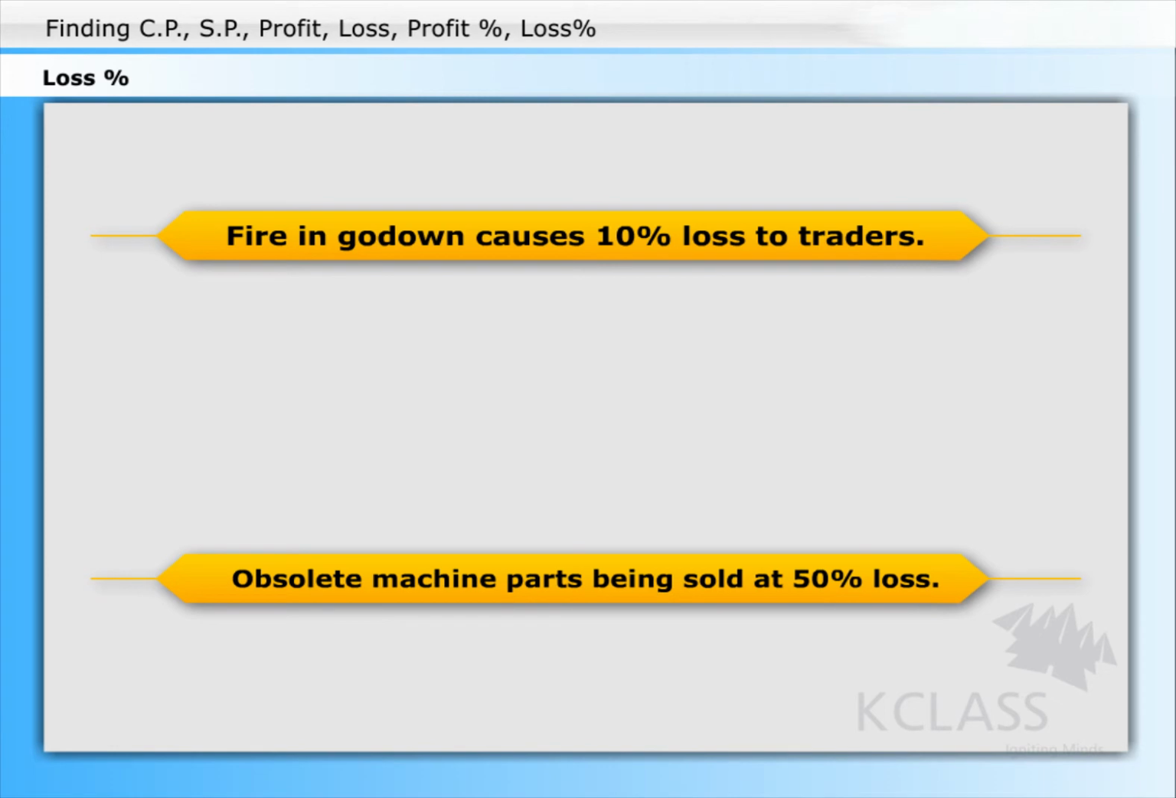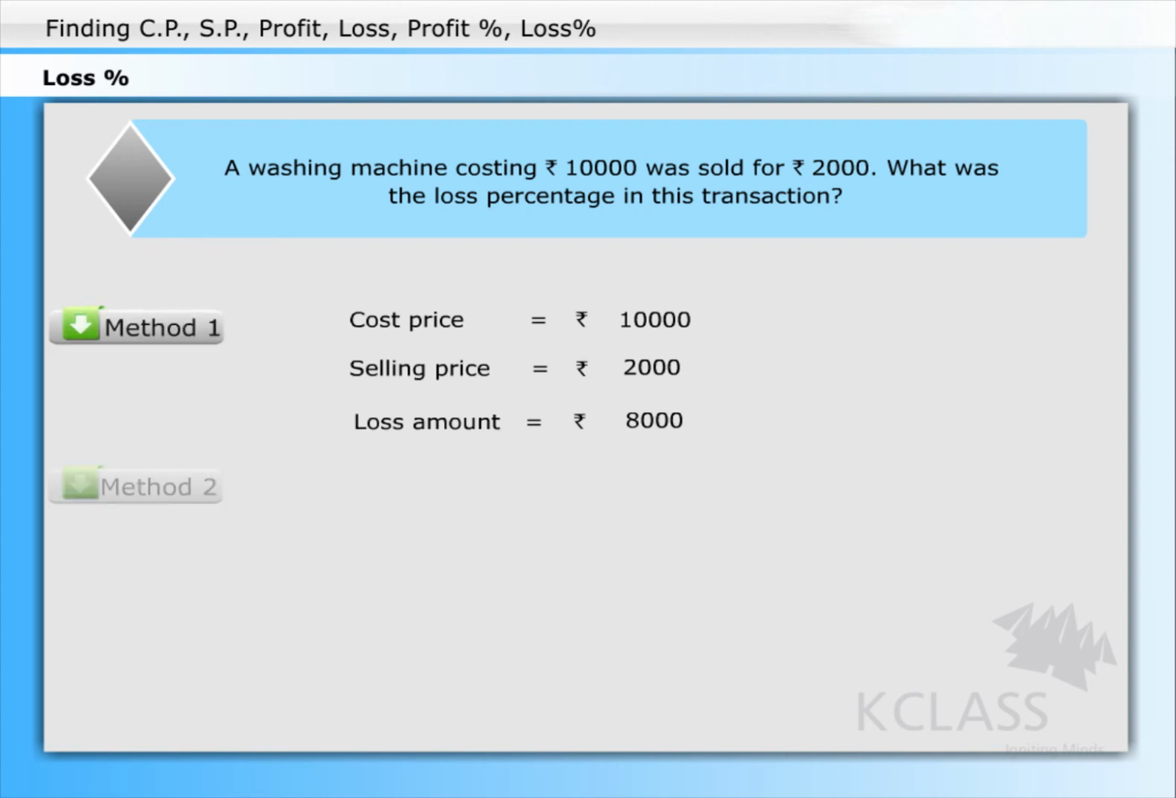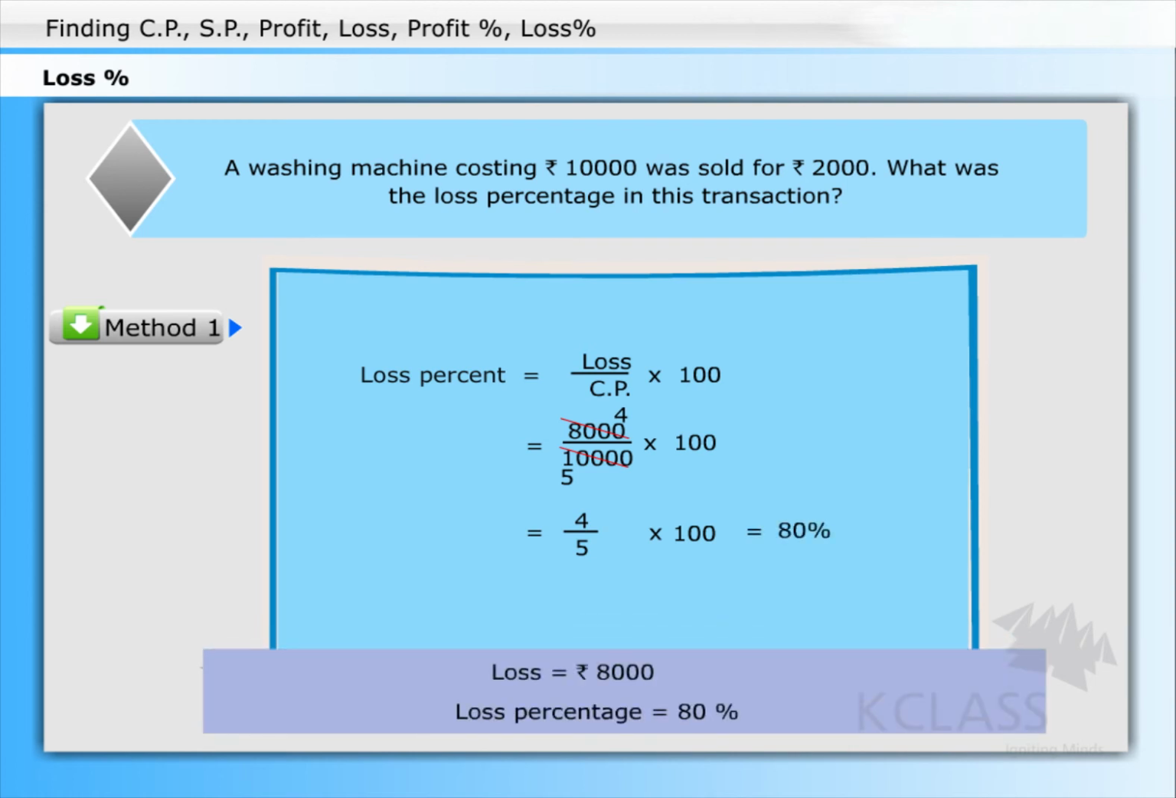Sometimes we come across situations where the loss is calculated as a percentage. Let us now learn how to convert loss into a percentage form. In the example that we saw earlier, the cost price of the washing machine was 10,000 rupees, whereas its selling price was 2,000 rupees. The loss incurred in this transaction was 8,000 rupees. Just as in calculation of profit percentage, there are two methods to calculate the loss percentage. Loss percent is calculated by dividing the loss amount by the cost price and then multiplying it by 100. This gives us the loss percentage. In this case, the loss percentage of the person selling the washing machine was 80%.